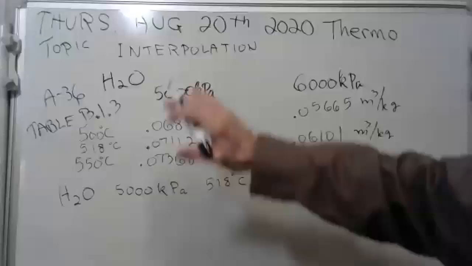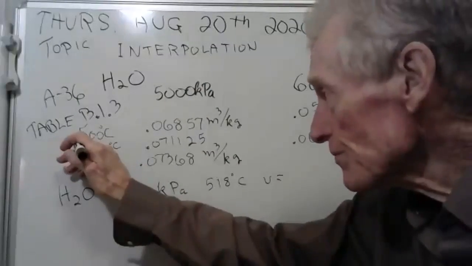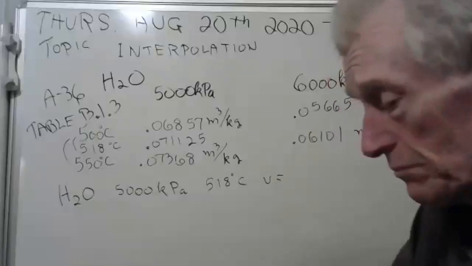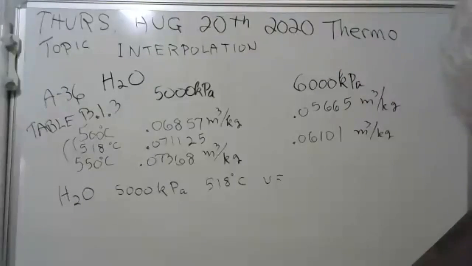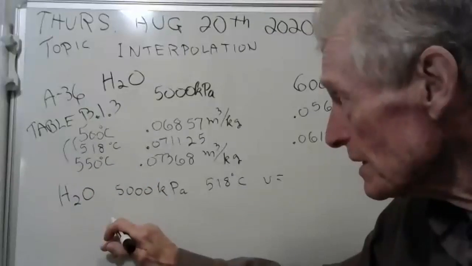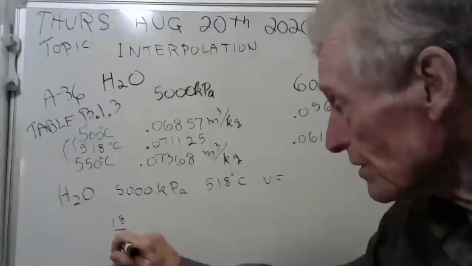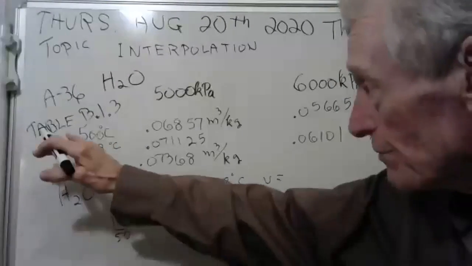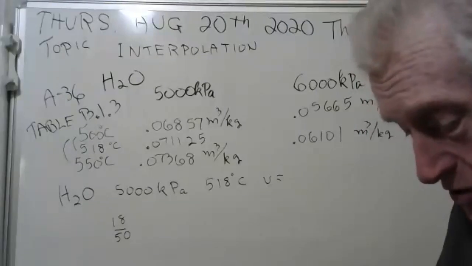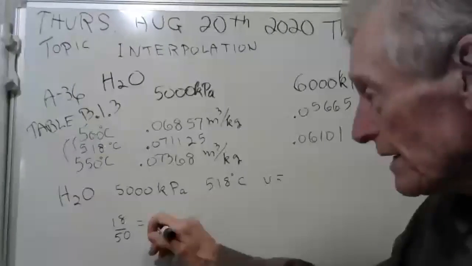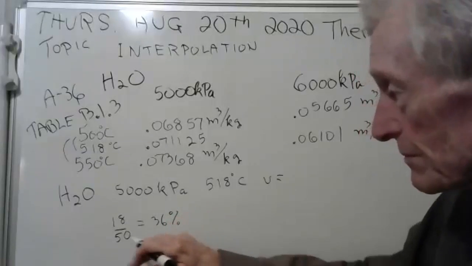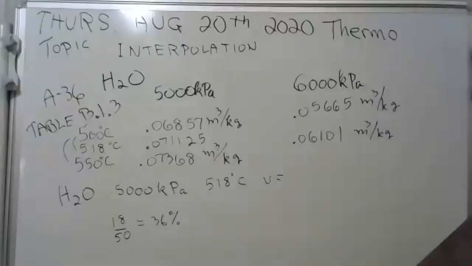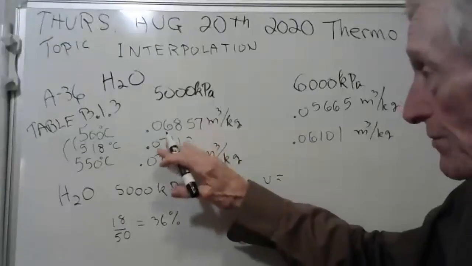Well, you have to interpolate. Now, the way you do it is you find out the percentage of going between those numbers. See, the other one was 50%, but this isn't 50%. You know what it is? It's 18/50ths. From 500 to 518 is 18, and from 500 to 550 is 50. What is 18/50? That's 36%. You can try it. It's 36%. So this answer is going to be different now.